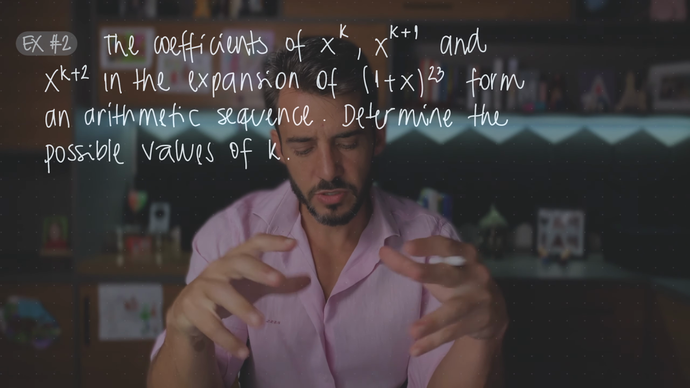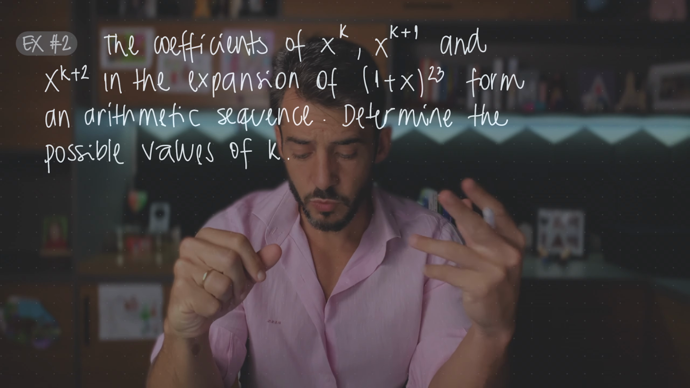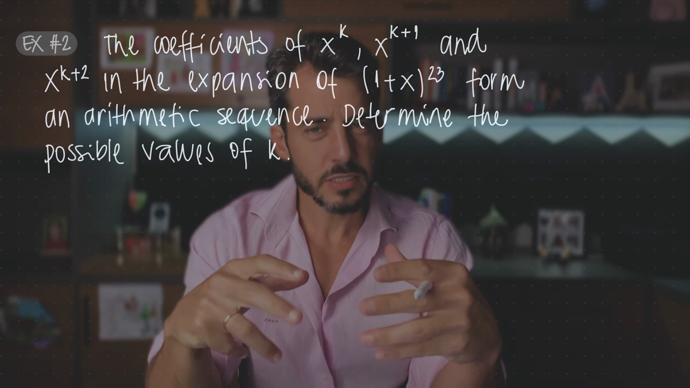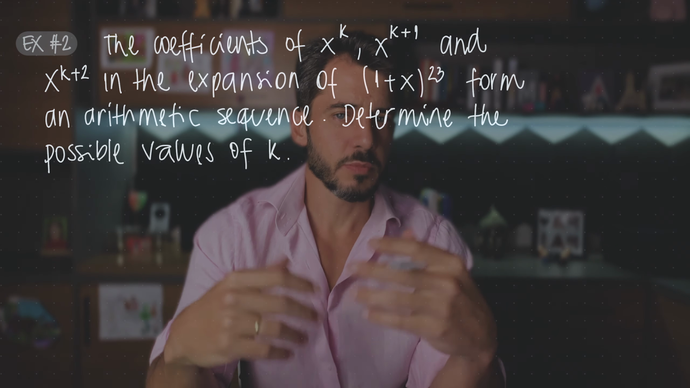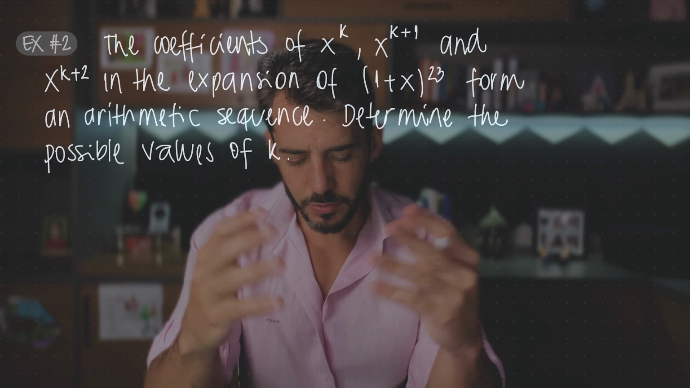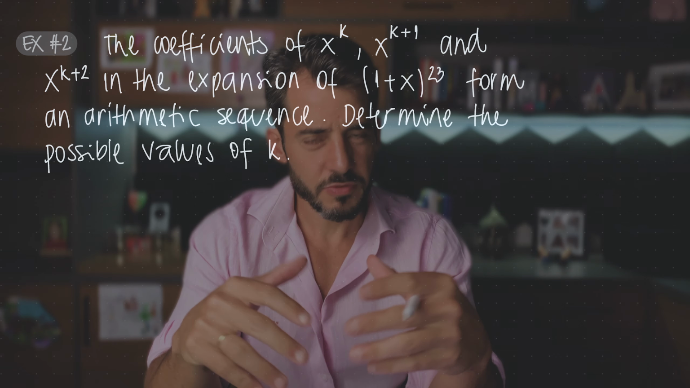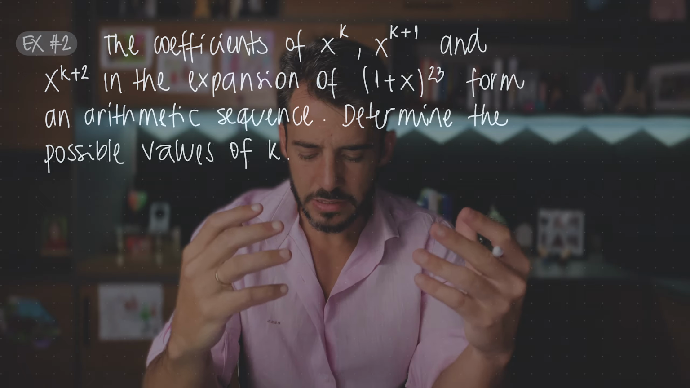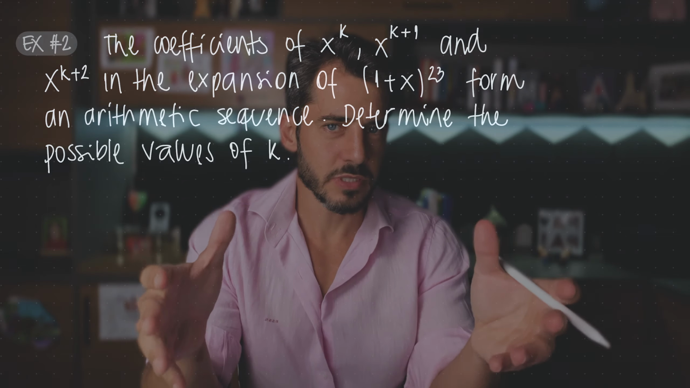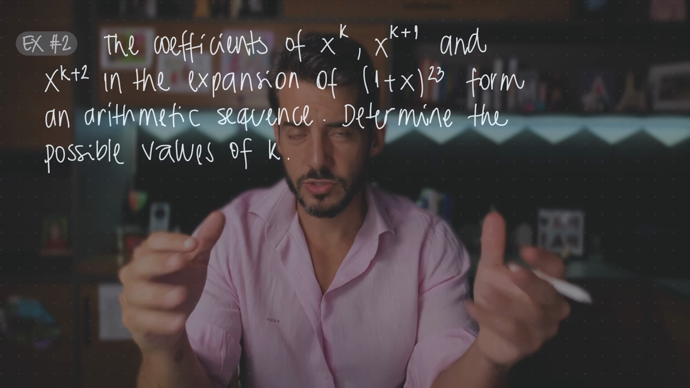The coefficients of x to the k plus 1, and x to the k plus 2 in the expansion of the binomial 1 plus x to the power of 23, they form an arithmetic sequence. Determine the possible values of k. Now we are mixing binomial expansions with sequences in series, which definitely makes for an interesting exercise.